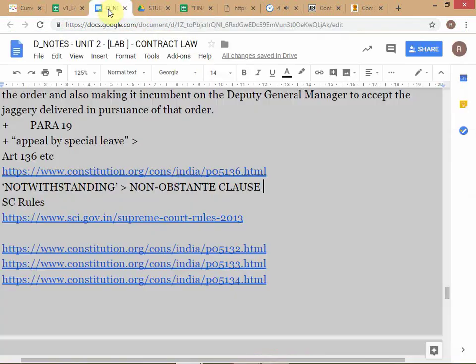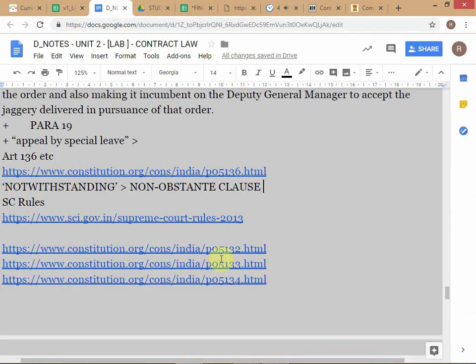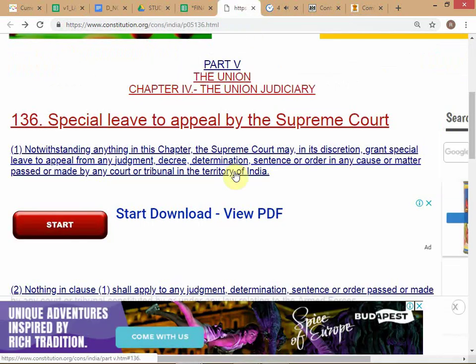this kind of expression is referred to as a non-obstante clause. What this means essentially is that, in this particular chapter, why are they saying anything in this chapter? Because the other provisions that we are going to discuss, 132, 133, 134, are all in the same chapter. This set of provisions, 132 to 134, deals with the high courts, where you can have appeals from decisions of high courts, and they're all in the same chapter. So when 136 starts with this kind of notwithstanding anything in this chapter structure, it starts with a non-obstante clause, which means this overrides all the other provisions.